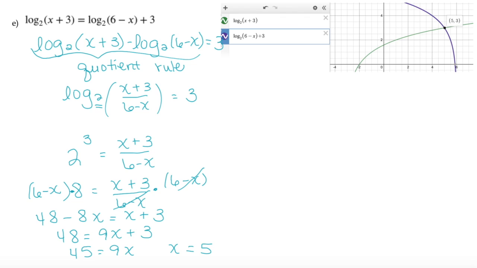Regardless if I put 5 into our parentheses, we'll still have a positive value, so it is in the domain, so it is a good solution. On the left, I graphed log base 2 of x plus 3, and then graphed log base 2 of 6 minus x plus 3, and found where they intersected one another.